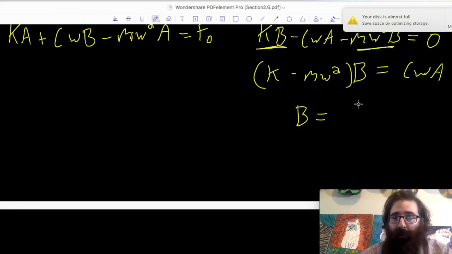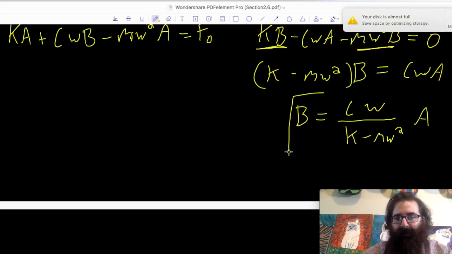Pause the video right now, go to the discussion board, and tell me if you think this is going to be a beautiful result or a not so beautiful result. So solving for B, just dividing c omega divided by k minus m omega squared, and all of that times A. This is my substitution.